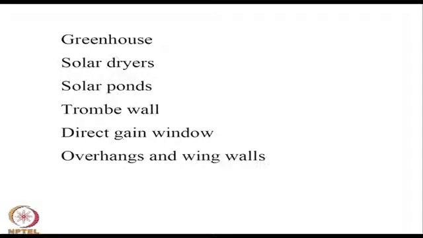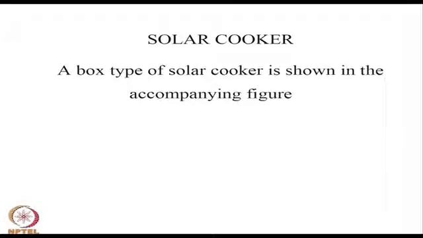And if you want to have both the effects of, let us say, heating in winter and cooling in summer, then you may have a movable overhang which will change either the angle or retract into the building or come forward from the building. Algorithms have been devised for that purpose also. So, first we will consider the solar cooker.